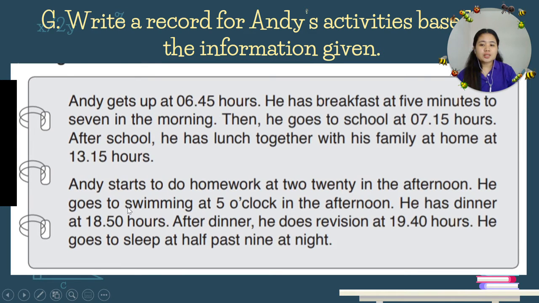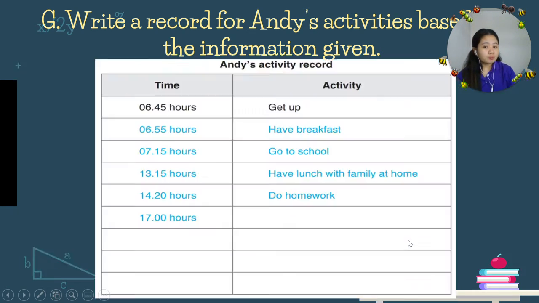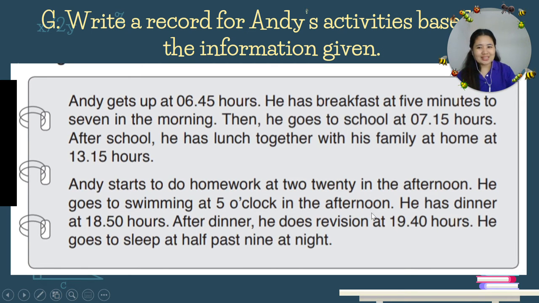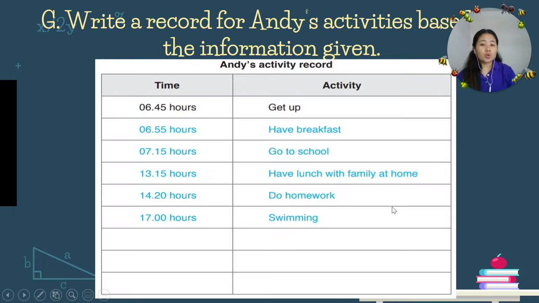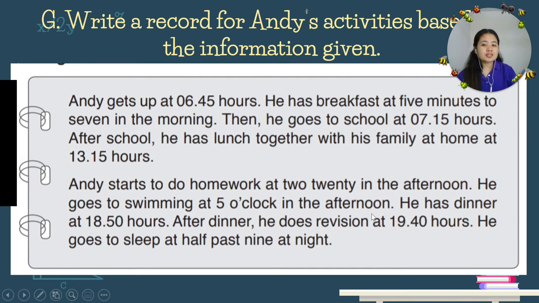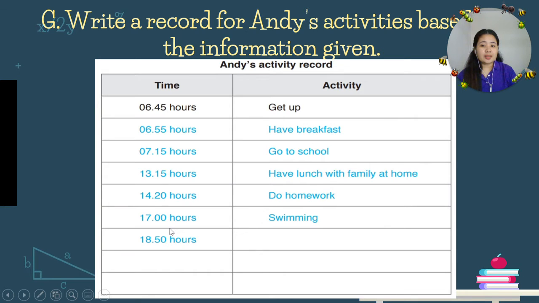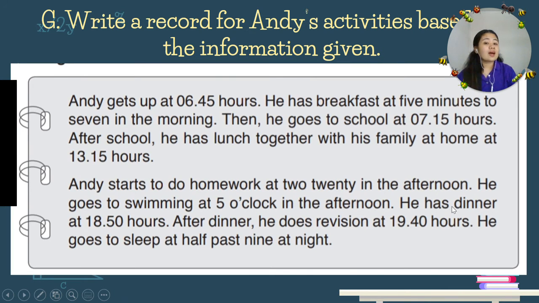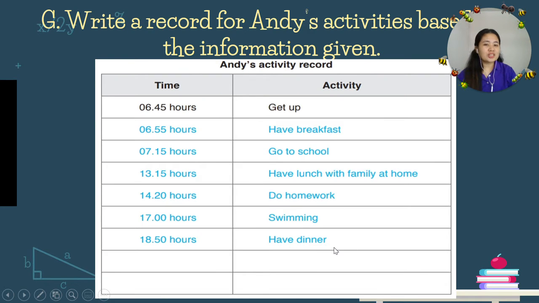Next to 14:20 is 5 o'clock. 5 o'clock is in the afternoon already, so we have to add 12. 12 plus 5, the answer will be 17 hours. So what did Andy do at 17 hours? He goes swimming. Next, he has dinner at 18:50. So 18:50 is the next time. What did Andy do? Have dinner.